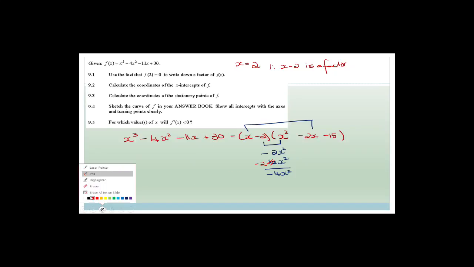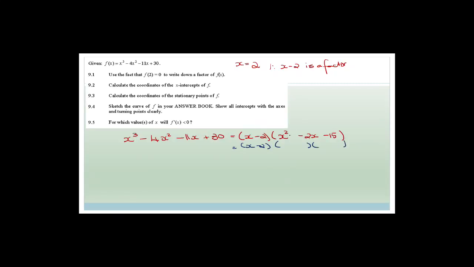Okay, I'm almost finished. I now need to factorize this last bracket because so far that's pretty, but it doesn't give me the coordinates of the x-intercepts. So let us get the coordinates of the x-intercepts. We still have x minus 2, that's one of them, but now we need to factorize this bracket.